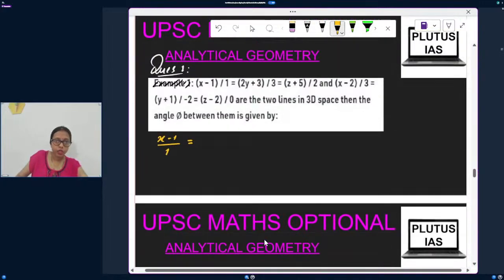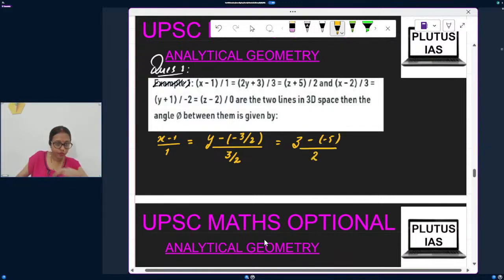So how? First of all, take 2 common. If I take 2 common, I'll get (y plus 3 by 2), so it is basically y minus minus 3 by 2. Right? And where does that 2 go? 2 goes in the denominator. So we have 3 already, so 3 divided by 2. That 2 that was here, I have taken in the denominator. So now it looks like (y minus y1) by b1, is equal to, again here, z minus minus 5 by 2.